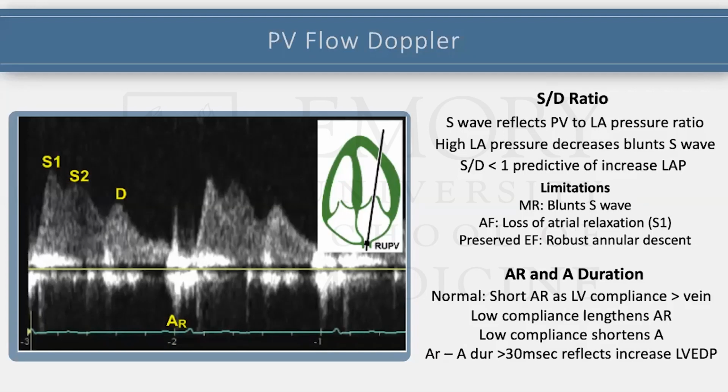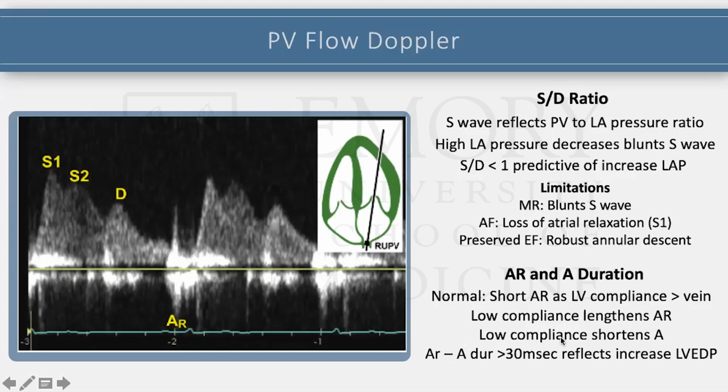So then the other measure that they're also using from the pulmonary vein is the AR and A duration. The AR period is basically the period when the atrium is contracting. Most of the blood flow is going to go through the mitral valve, because the LV should be a more compliant structure than the vein, but you will have some regurgitative flow into the vein that we can measure on pulse wave here. As your LV becomes less compliant, more blood is going to go retrograde into the vein, and so your AR period is going to get longer.